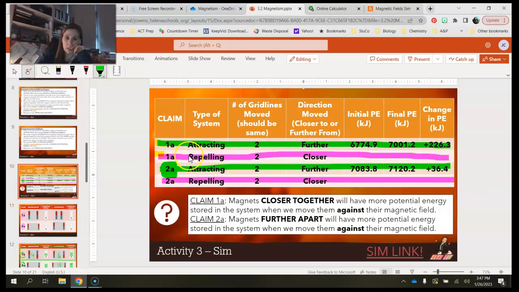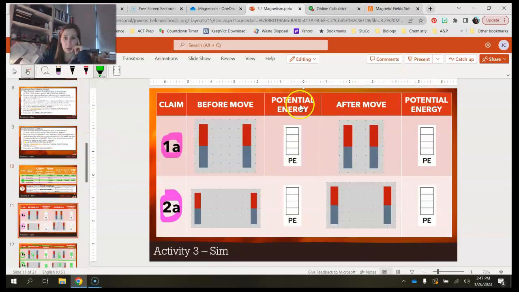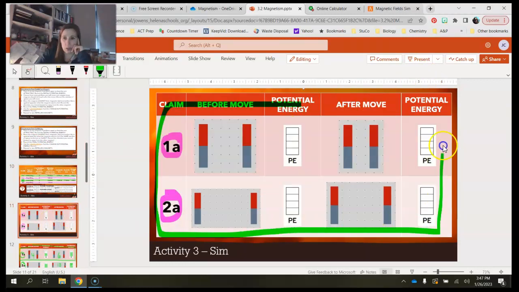Okay, look at which system, the repelling that were closer together or the repelling that were further apart, had more potential energy in general for your initial, and then when we moved them, what did the move look like as far as how much it increased? Okay, and go ahead and model those right here on 1A and 2A. Show me the repelling systems.